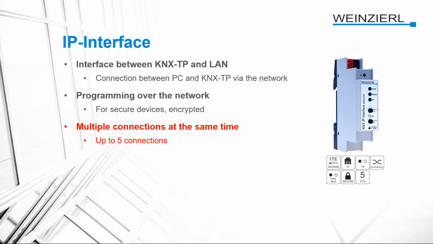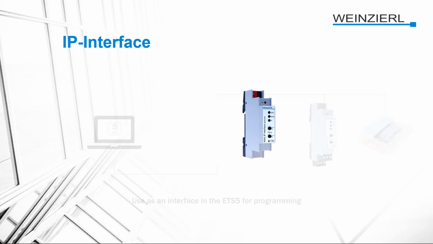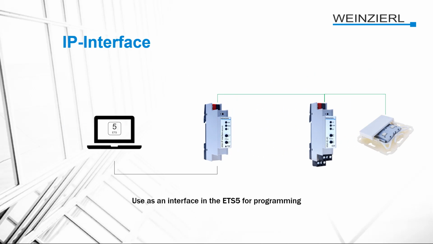the same time. In order to use the interface for programming, it only has to be connected to the KNX network, and it is then connected to the home network. The system can now be programmed via the network because the EDS5 automatically recognizes that an IP interface is available. So here you can see in this example we have the laptop connected to the IP interface, and the IP interface is connected to our KNX Twisted Pair bus, and with this connection we can program, for example, this switching actuator or the push button sensor.